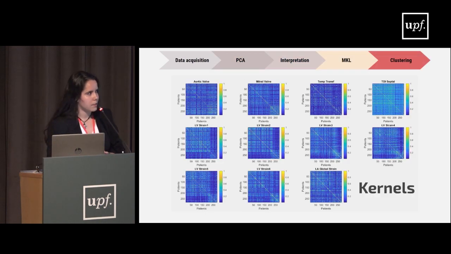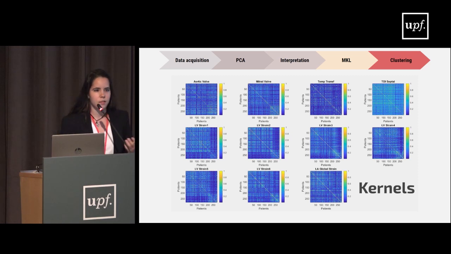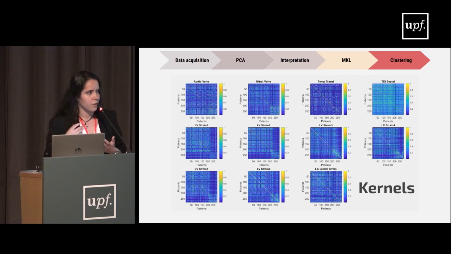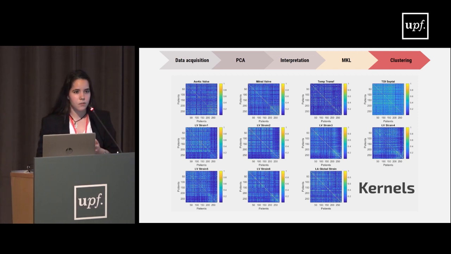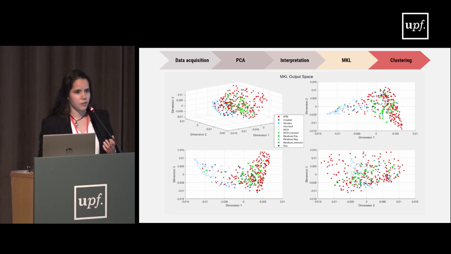After PCA, we can move to multiple kernel learning. The first step is to compute the kernel similarity matrix of each one of the features. We can observe that each of the kernels has the same dimensions, and that on the diagonals the values are equal to 1, as it is the similarity between the patient and himself. Then we use these multiple kernels with the MKL algorithm to obtain this output space where we represented our patients, and we can also see that the classes can be discriminated correctly.